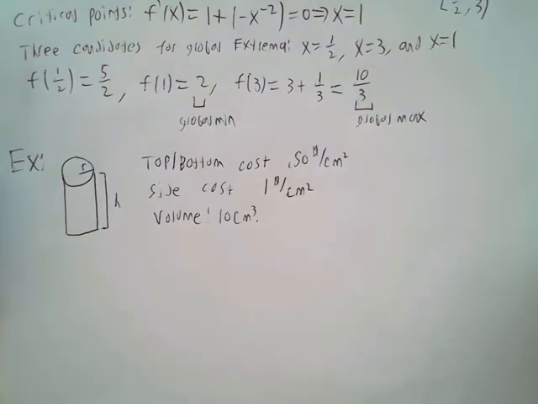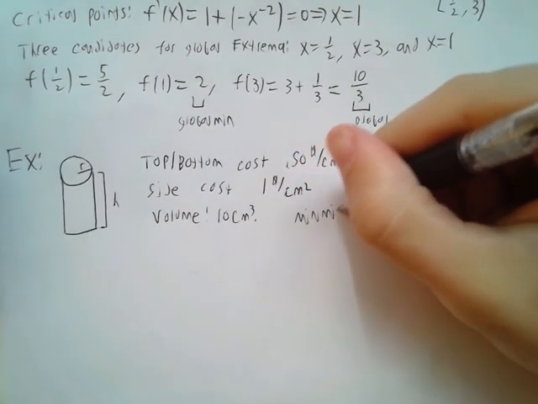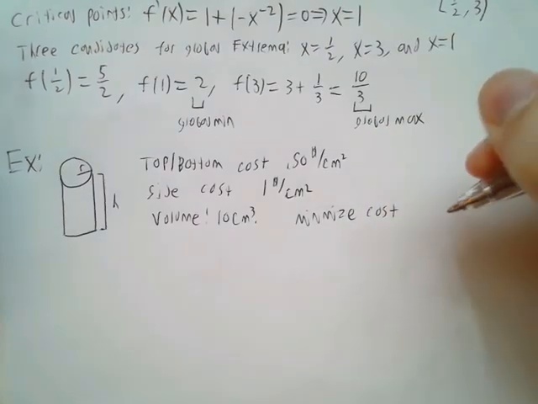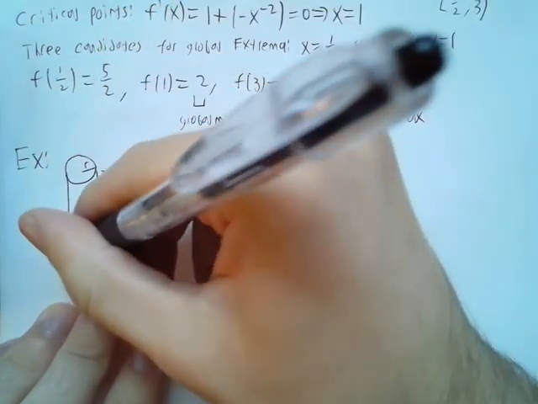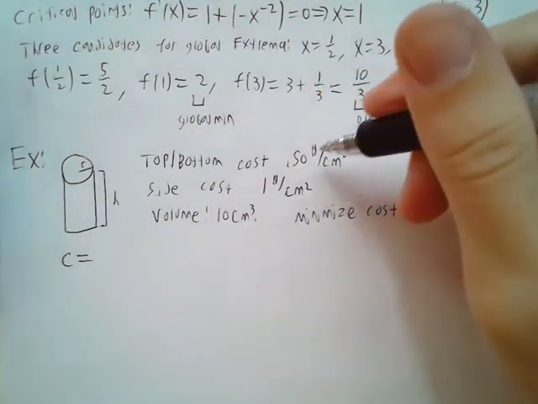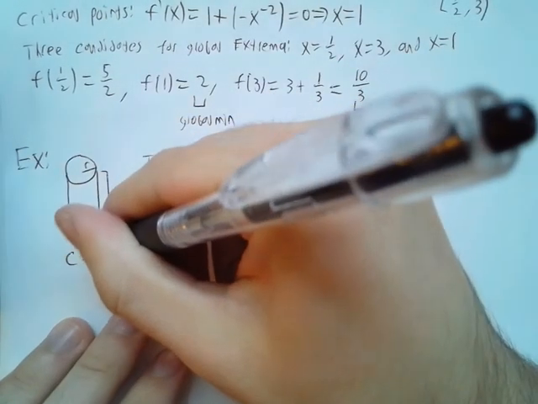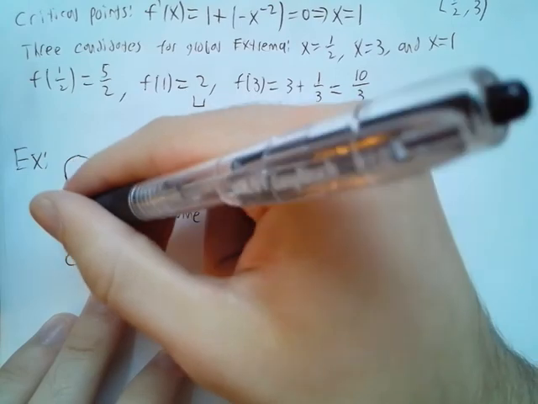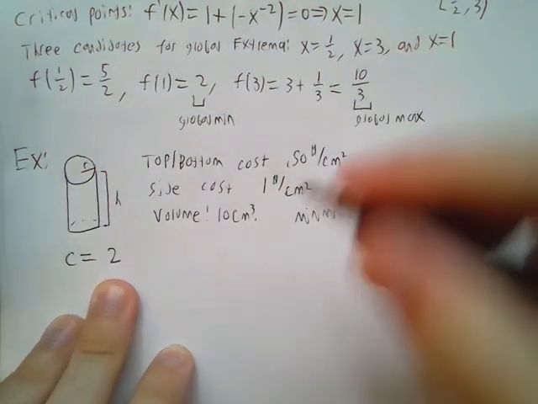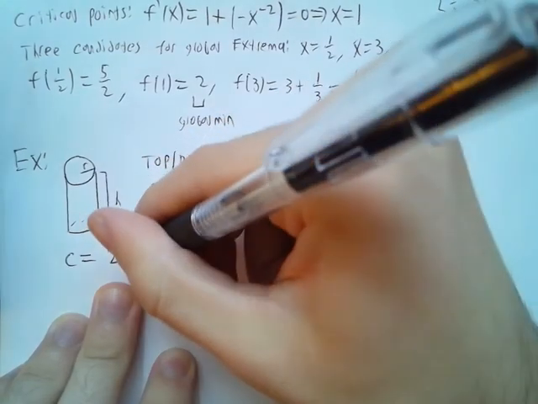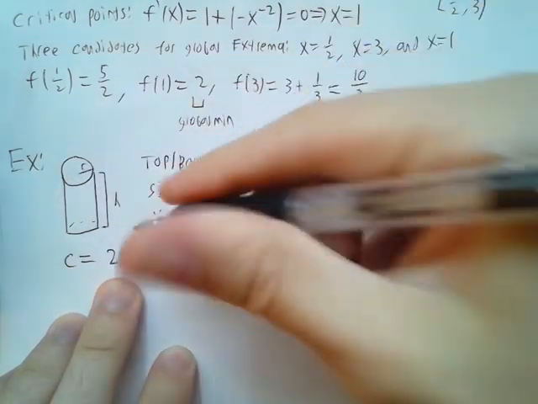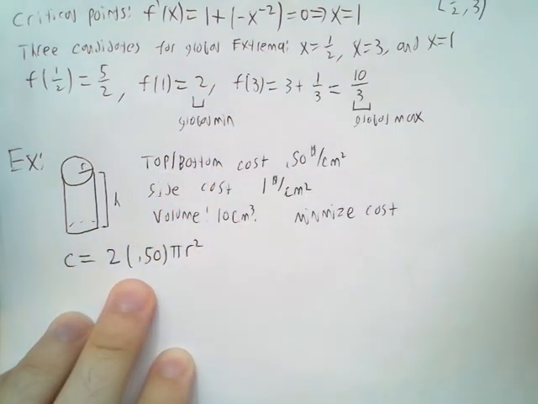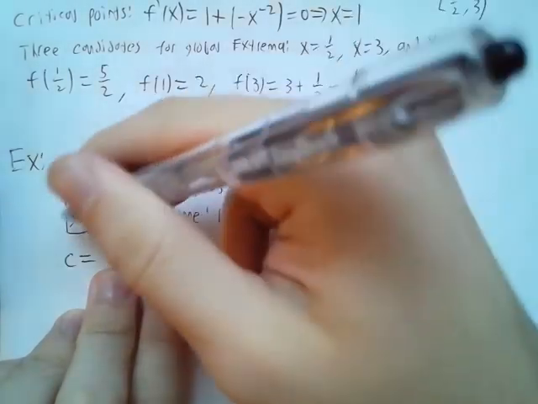Okay, so the first step is to write down what we want to minimize. In this case, we want to minimize the cost. So let's write down a function for the cost. So C is going to depend on r and h. So we have the cost of the top and bottom of the can. I'm going to multiply by 2 since it's the same for each, but we have 2 of them. And so the cost per centimeter squared is 50 cents. And then the area of this side is going to be pi r squared. So this term takes into account the cost of the top and bottom.